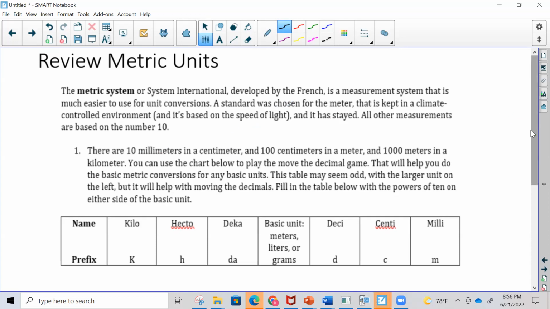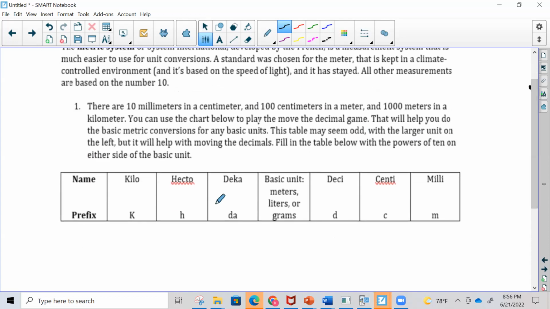We have the metric system. And so for the metric system, we talked about how everything is changed by a factor of 10. And if we relate it to the base unit, meters, liters, or grams, like there's 1,000 meters in a kilometer, there's 100 meters in a hectometer, there's 10 meters in a decameter. And then deci, centi, and milli are smaller. So it's like there's 1/10, 1/100th, and 1/1000th.